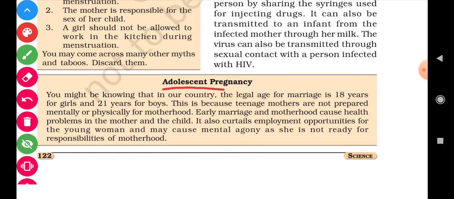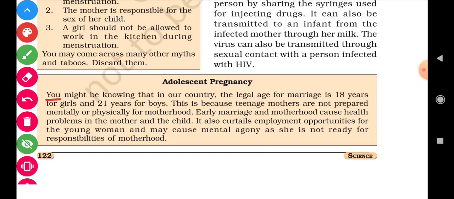After that, adolescent pregnancy. Let us talk about this topic. This is very important in science. Let us start. You might know that in our country, the legal age for marriage is 18 years for girls and 21 years for boys.